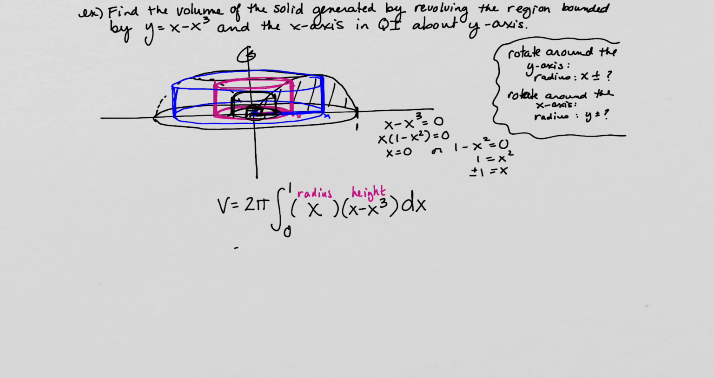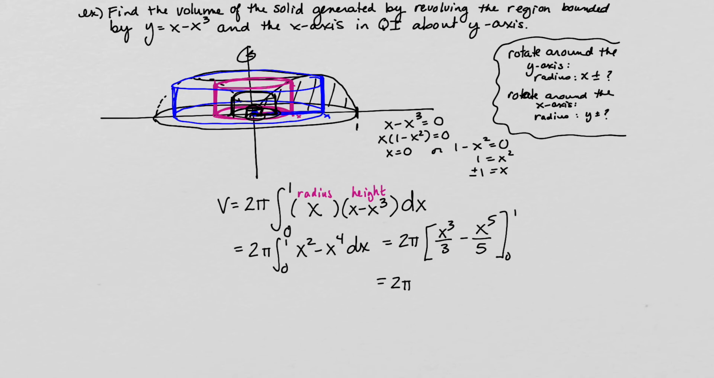So if I work this out, this is going to be 2 pi times the integral from 0 to 1 of x squared minus x to the 4th dx. Or 2 pi times x cubed over 3 minus x to the 5th over 5, evaluated from 0 to 1. So 2 pi times, if I plug in 1, I get 1 cubed over 3 minus 1 to the 5th over 5. Minus, if I plug in 0, I get 0 cubed over 3 minus 0 to the 5th over 5.